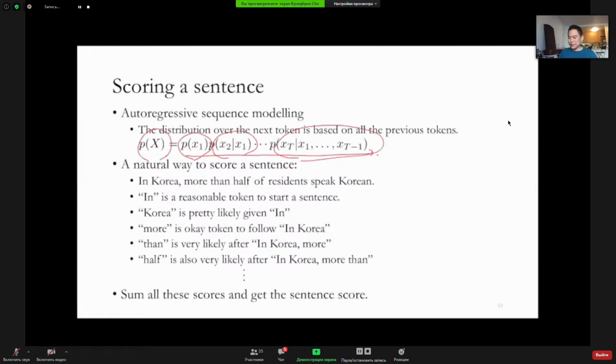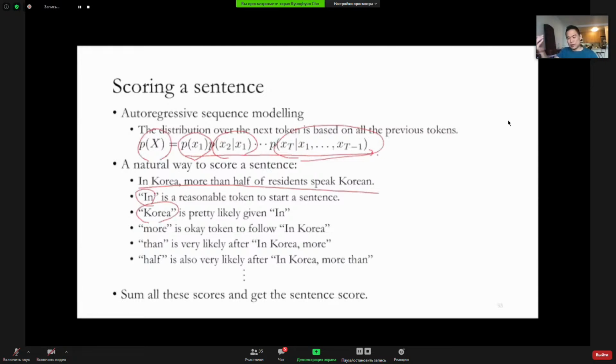So let's think about the idea of what this is, because it's very natural. Let's say the given sentence is: in Korea, more than half of residents speak Korean. I think that's true, but of course I haven't really looked it up carefully, but let's say that's true. Then how are we going to tell how likely this sentence is? We're going to first ask how likely it is that the word "in" appears at the very beginning of the sentence. And then we're going to ask how likely it is for us to see "Korea" following "in". That's pretty likely, right? Because "in" is often followed by the name of a place.